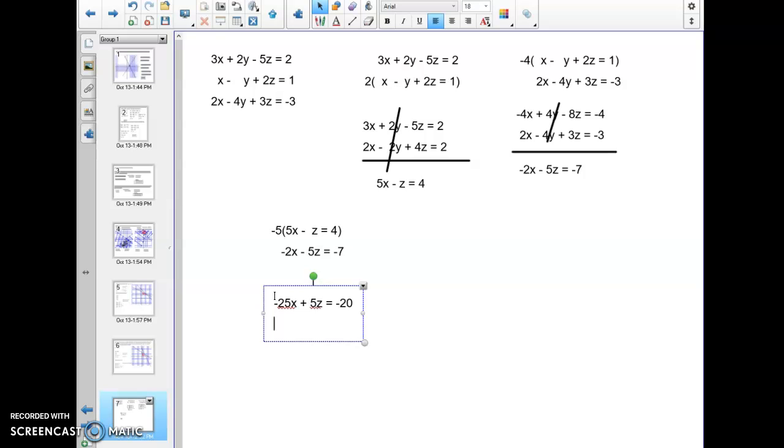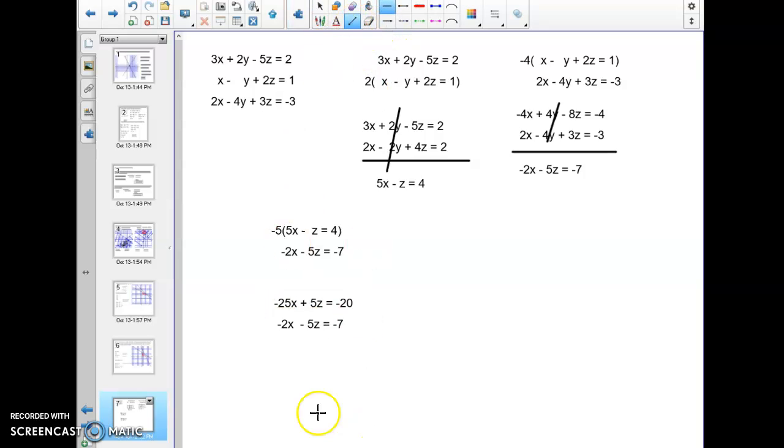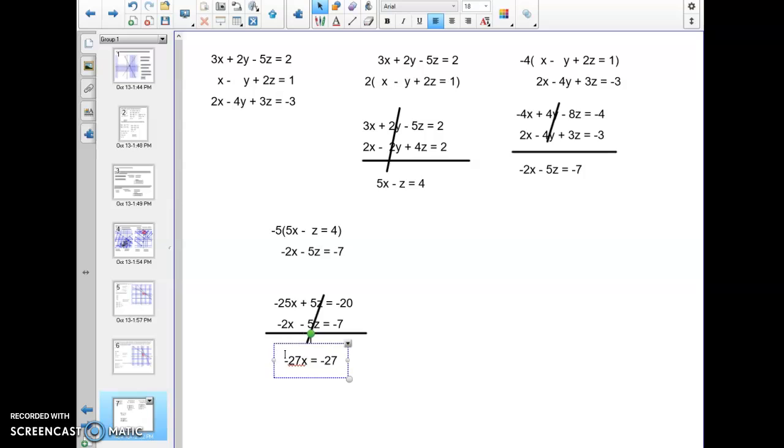And then we have negative 2x minus 5z equals a negative 7. And when I combine my like terms, once again, I am able to eliminate another variable. The z is gone. And now I'm left with negative 27x equals negative 27. When we divide both sides by negative 27, my x equals 1.